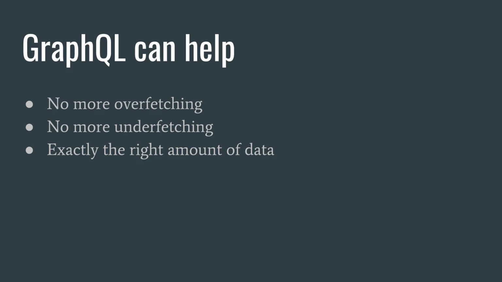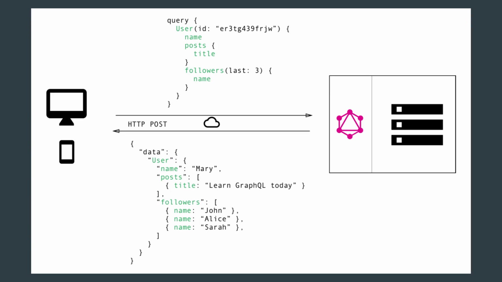So GraphQL solves both of these problems. So you'll no longer overfetch or underfetch, and you'll get exactly the data that you want. And that's why GraphQL is kind of a way to do both of those things, or get rid of those problems, which is really nice. So let's take a look at what it would look like with GraphQL.